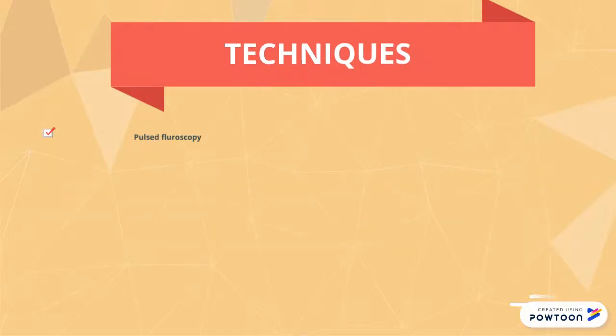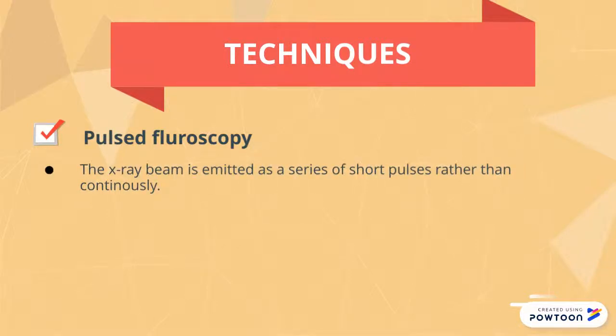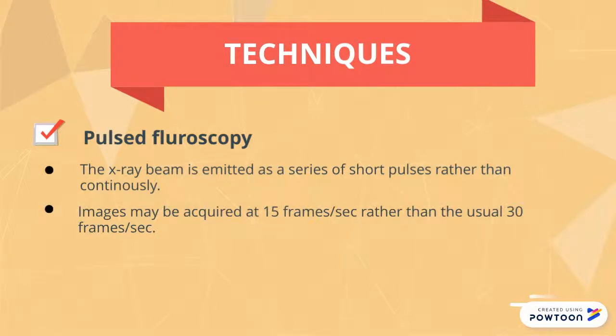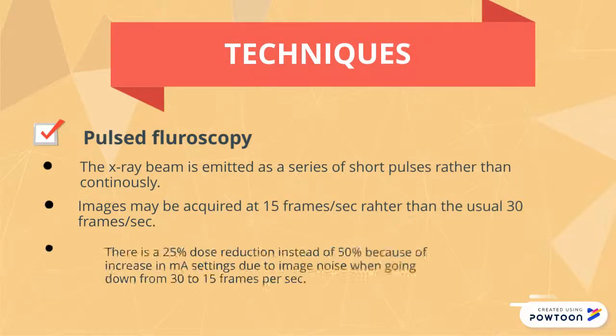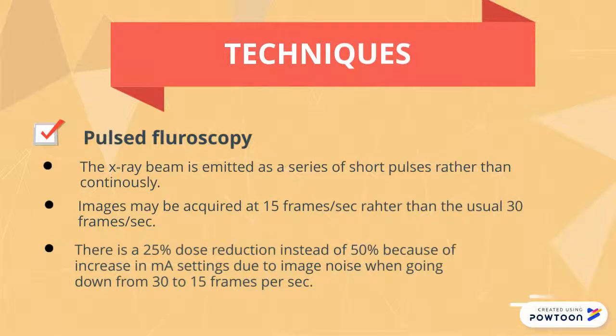The last example is pulse fluoroscopy. The X-ray beam is emitted as a series of short pulses rather than continuously. Images may be acquired at 15 frames per second rather than the usual 30 frames per second. There is a 25% dose reduction instead of 50% because of an increase in mA settings due to image noise when going down from 30 to 15 frames per second.